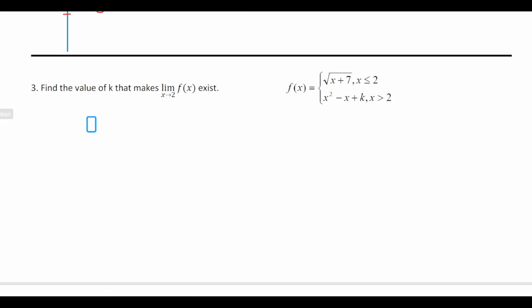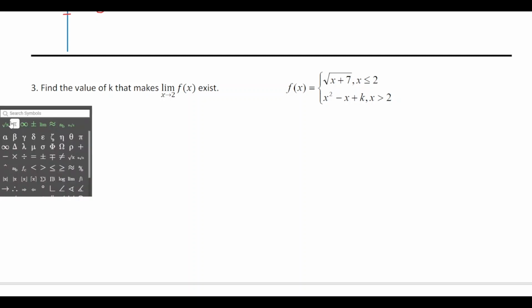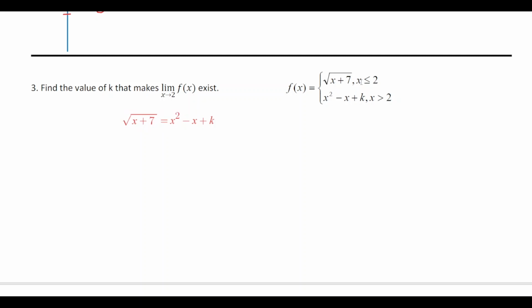So essentially what we need to do is set the two pieces equal to each other. So the square root of x plus 7 equals x squared minus x plus k. And we want these to be the same. We want these to be equal where x is equal to 2, because 2 is where that switch over is happening, where we're switching over from the first expression to the second. So what I'm going to do is substitute in 2 for x, and then we're going to solve for k.